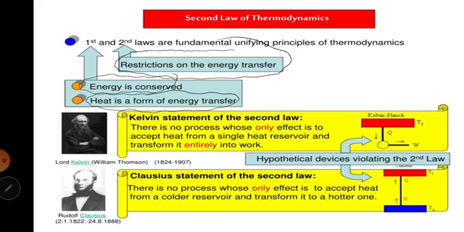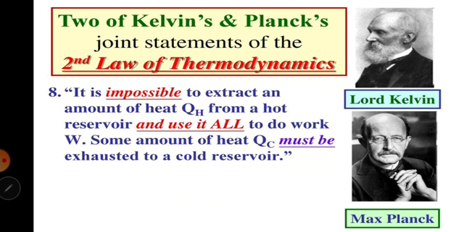In short, and Clausius: heat cannot be made to flow from a cool body to a hot body without the expenditure of energy. Lord Kelvin statement in another way: it is impossible to extract an amount of heat QH from a hot temperature reservoir and use it all to do work. Some amount of heat QC must be exhausted to a cool reservoir. If you take heat from the high temperature reservoir and convert it completely into work, it is impossible. Some heat will be rejected.